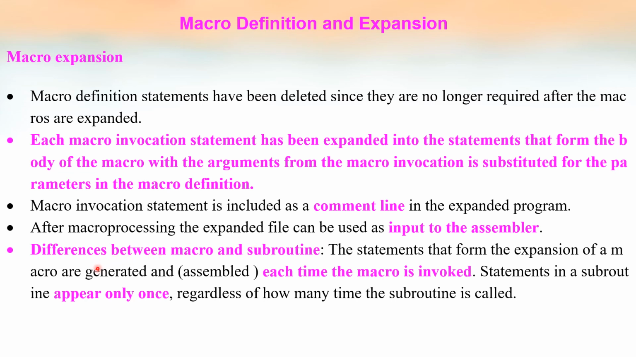So now we can see the difference between macro and subroutine. Both are similar, because a subroutine is similar to a function, and a macro is also similar to a function. So what is the difference? The statements that form the expansion of a macro are generated and assembled each time the macro is invoked. So whenever the macro is called, this expansion takes place by the macro processor. But statements in a subroutine appear only once, regardless of how many times the subroutine is called. So this is the difference between macro and subroutine.